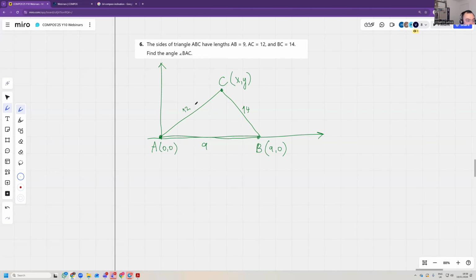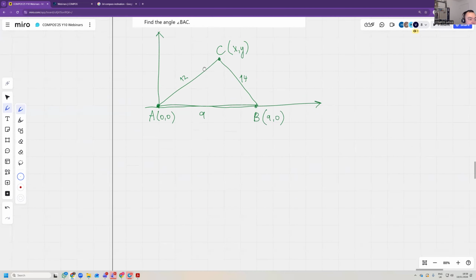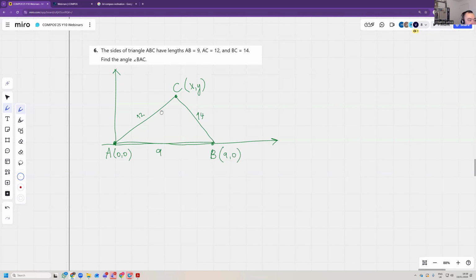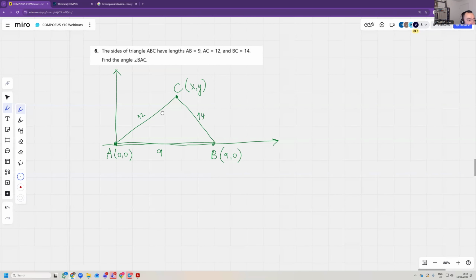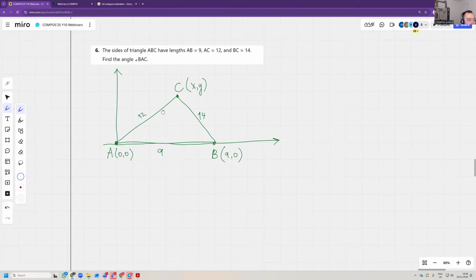But what do we know? Well, we know that AC is 12. So the vector AC is a vector x, y. So it's x to the right and y up. And we know that the modulus of AC is 12. That means that square root of x squared plus y squared is 12.